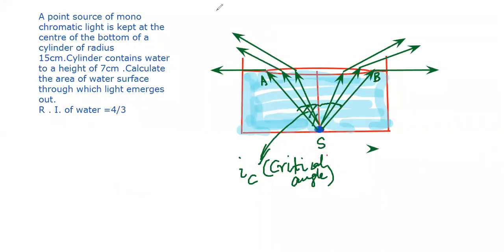If I try to draw a normal over here, you can see very well this angle is becoming 90 degree. For this particular angle of incidence, the angle of refraction is becoming 90 degree, and over here also similarly. Now, if I name this point as A and this point as B, then A to B is the total area over the surface of the cylinder where the light will actually pass.